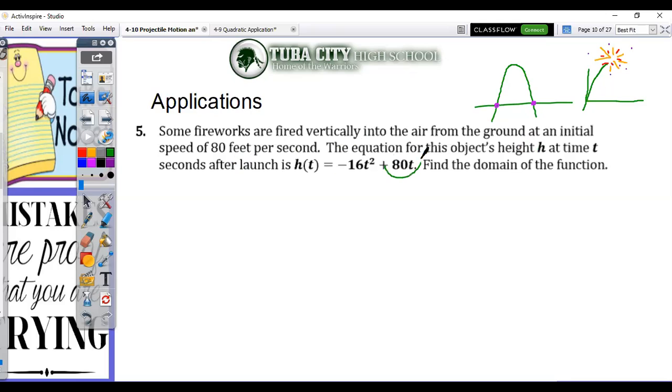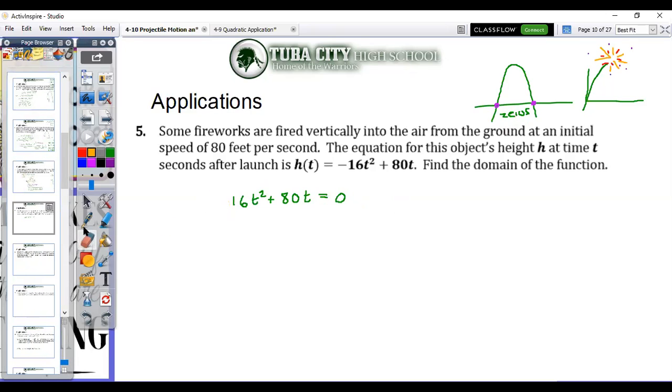So 80 feet per second, there we go. That's why the 80 is there. And we have negative 16t squared, so we want to find the domain of the function. So what we need are the zeros. And again, they are zeros because the ground is 0 height. So to find the zeros, we're going to need to solve this for 0. So I'm going to set h equal to 0. By setting h equal to 0, I'm saying, when was the rocket on the ground?